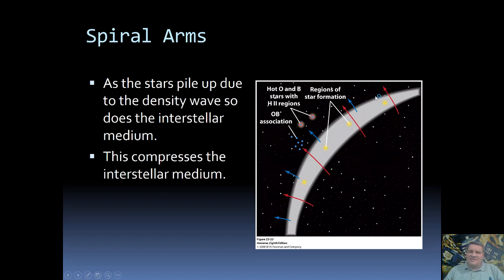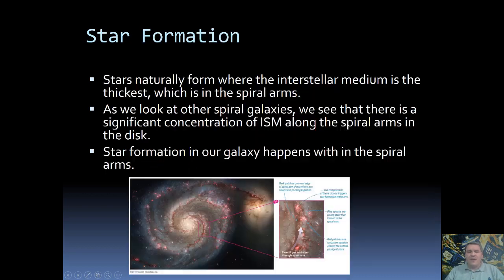Now, as these things are moving into the spiral arm, it does compress the interstellar medium. And anytime we compress the interstellar medium, it's going to lead to star formation. If you bump that dark nebula just a little bit, so you increase the squeeze on it, compress it a little bit, then it's going to help those stars form.